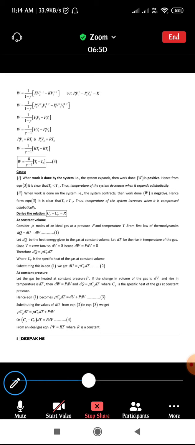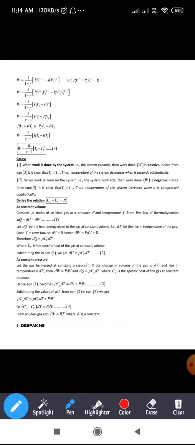So next, we have two cases in this adiabatic process. When work is done by the system, it expands. As you know, what do you mean by work done by the system? When the gas expands, the piston moves in the upward direction, right? At that time, we say that the work is done by the system. At that time, work done is taken as positive.